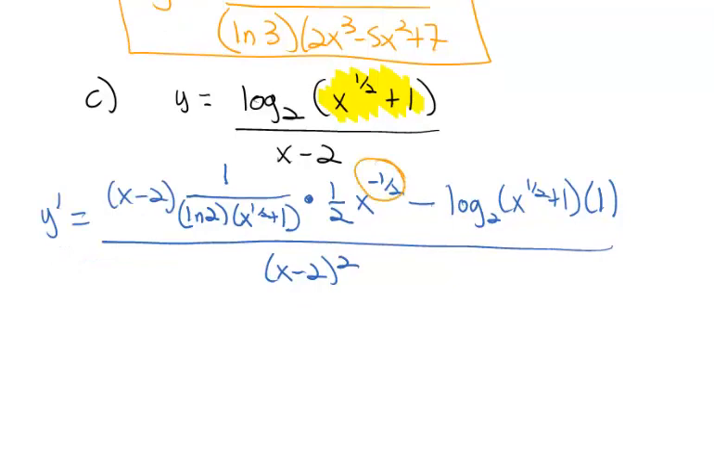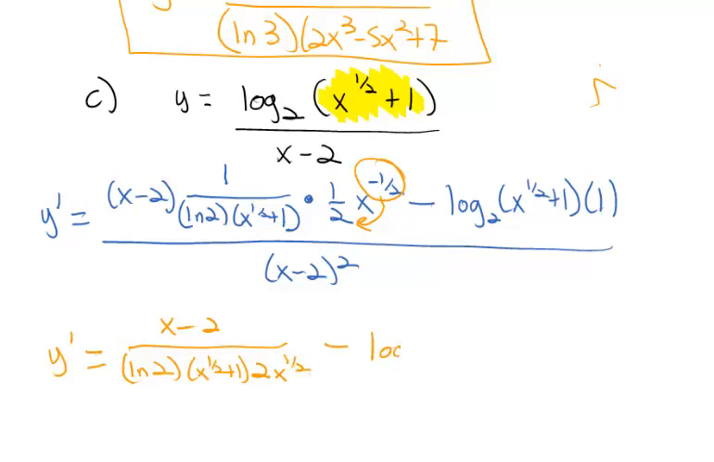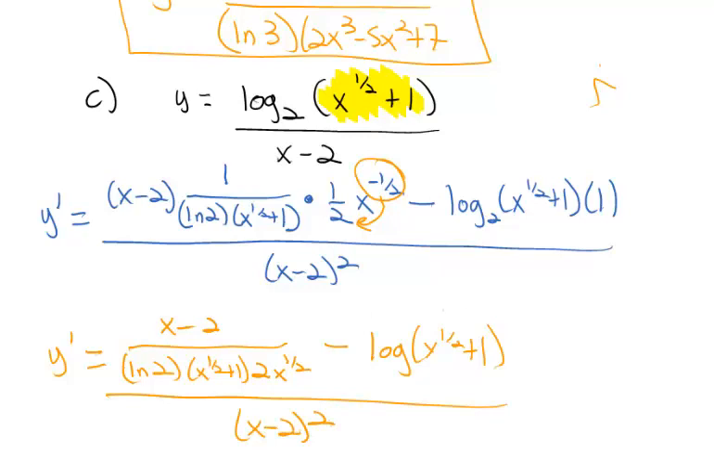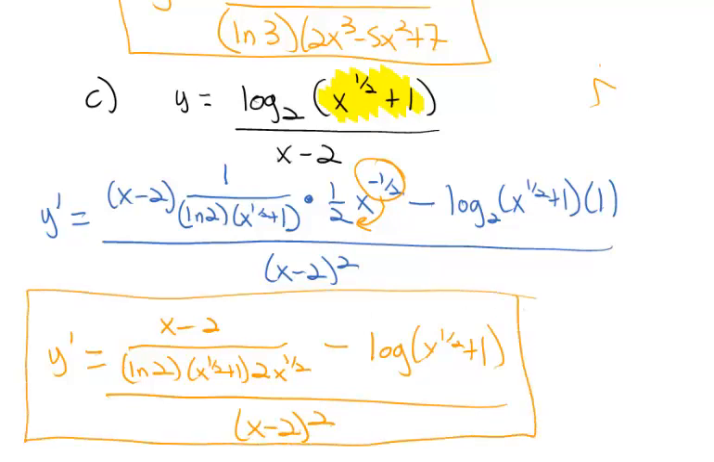See, a little bit of cleanup. The negative 1/2 is going to stick the x in the denominator. So we've got y prime is equal to the x - 2 in the numerator, all over the natural log of 2 times (x^(1/2) + 1) times 2 times x^(1/2), all in the denominator, minus the log of (x^(1/2) + 1), all over the denominator, (x - 2) squared. We could take care of that compound fraction, but we're going to be content here for today.